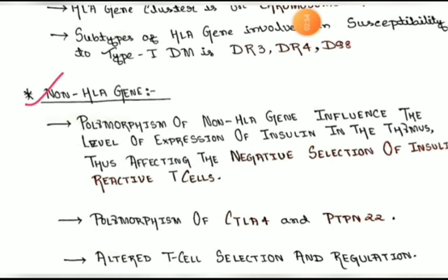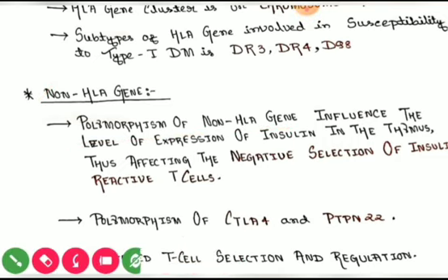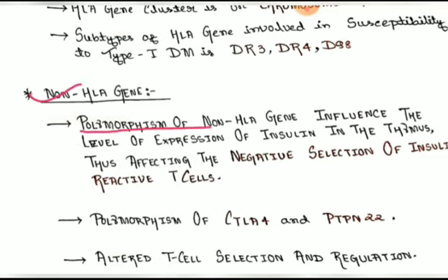Now coming to the non-HLA genes, the polymorphism of the non-HLA genes will affect the negative selection of the reactive T cells. Due to negative selection, the immune cells which were reactive against the self antigens of the body would get apoptosed. Otherwise, if such cells were not apoptosed, they would react against the self antigens of the body, which would result in autoimmunity. So via negative selection, such autoimmunity is normally prevented.